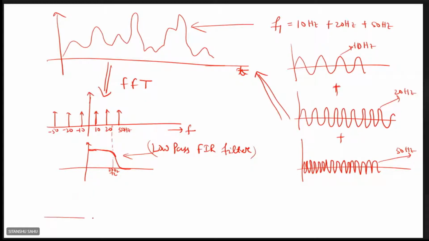So what will be my output then? My output will be only I'll have impulse at 10 hertz and 20 hertz, and here minus 10 hertz and minus 20 hertz. Isn't it? So the 50 hertz signal will not be there in my output. After you pass through the low pass filter, we'll have the spectrum of the output like this. Okay, so this is my output, right?